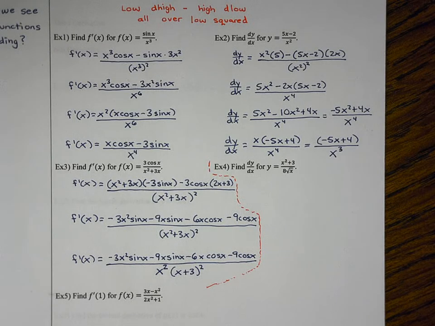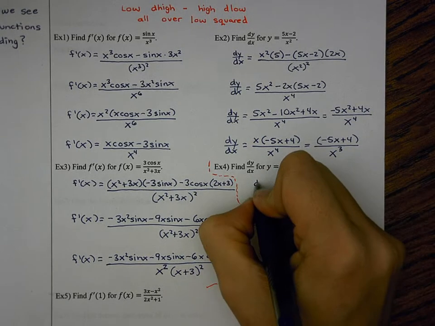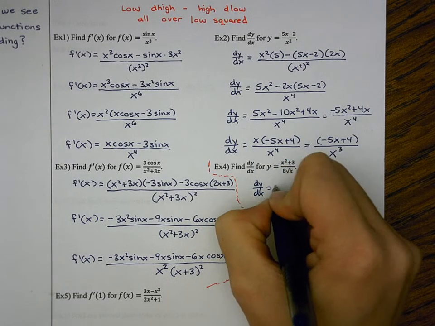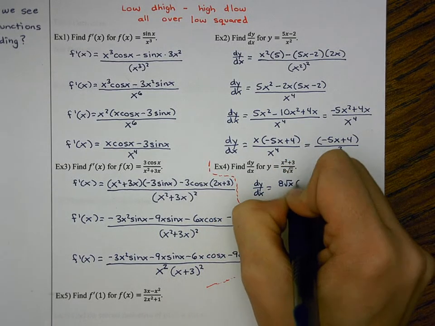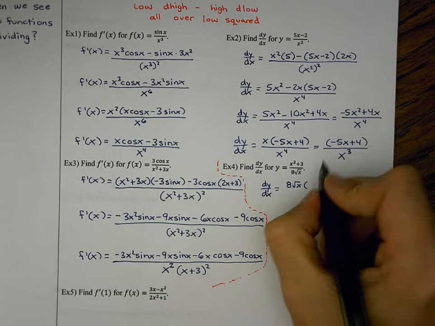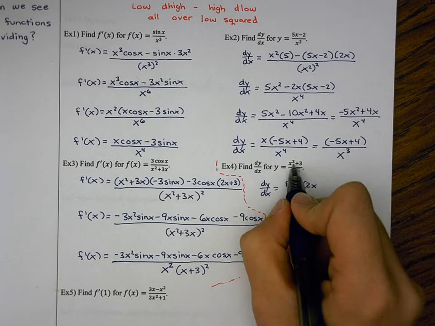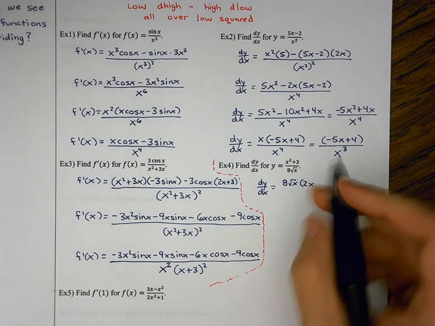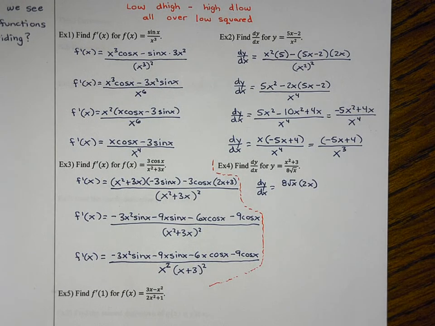Okay, example 4. Find dy dx for y equals x squared plus 3 over 8 root x. Again, I recommend pausing the video, trying it on your own. Okay, we see we have two functions divided by each other, so it's quotient rule, low d high minus high d low all over low squared. Okay, so taking my derivative here, low is the 8 root x. D high, what's the derivative of x squared plus 3? And that would be 2x, because x squared would be 2x, derivative of 3, it's a constant, would be 0, and 2x plus 0 is just 2x.